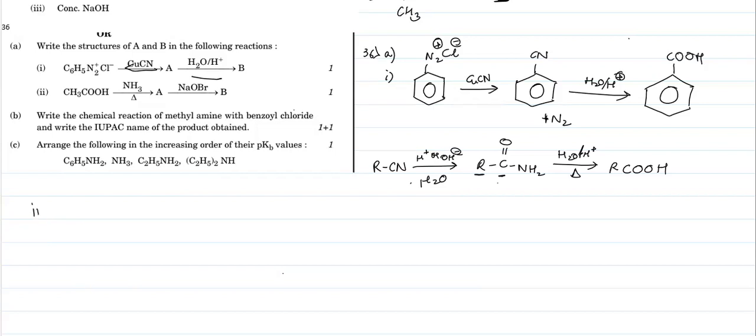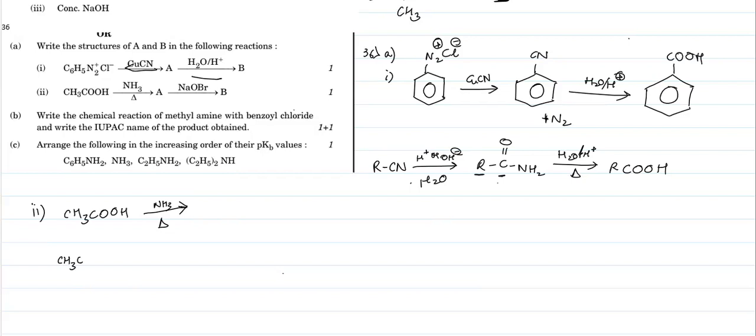The next one is CH3COOH, acetic acid, reacting with NH3 and getting heated. When this reaction takes place, it's a carboxylic acid reacting with ammonia, that is the NH3 group. So I'm going to write the whole reaction down here.